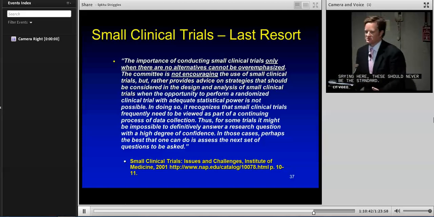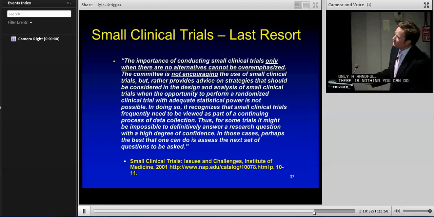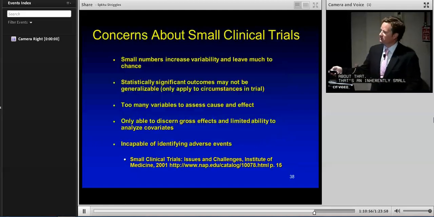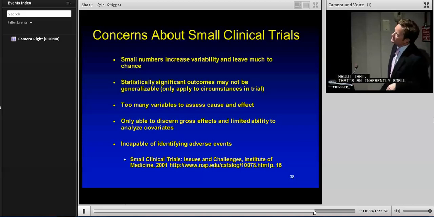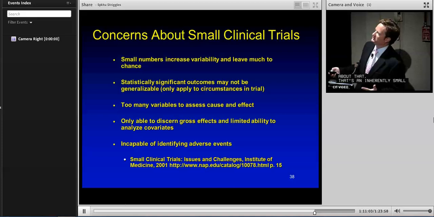For instance, one of the examples they give in this monograph is astronauts. How many people actually go into space? Only a handful. There's nothing you can do about that. That's an inherently small sample size. People that get pneumonia, that's not a small sample size. 4 million people a year in the United States get pneumonia. So what happens is small numbers increase variability and leave a whole lot to chance.